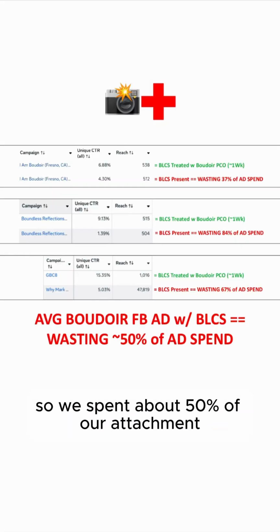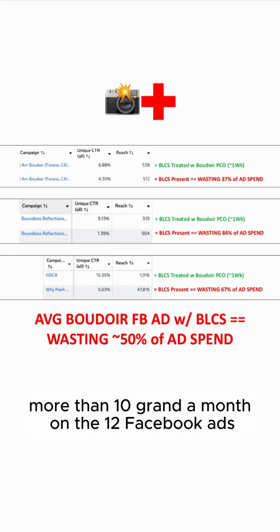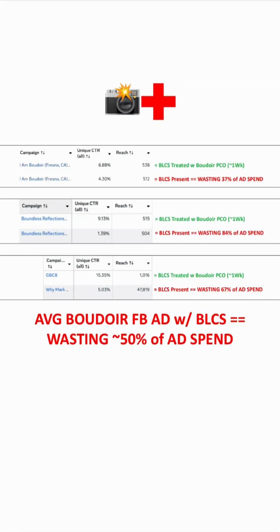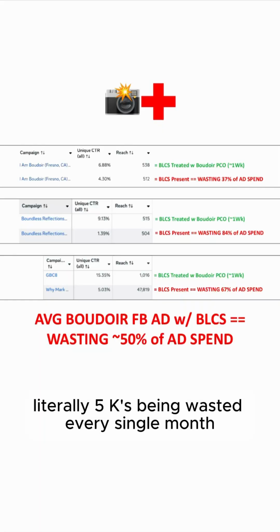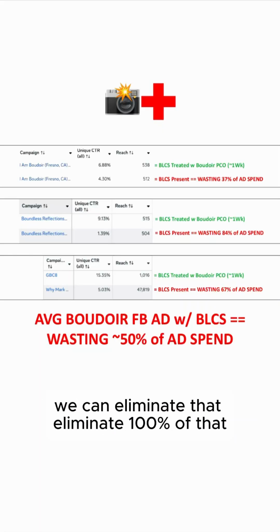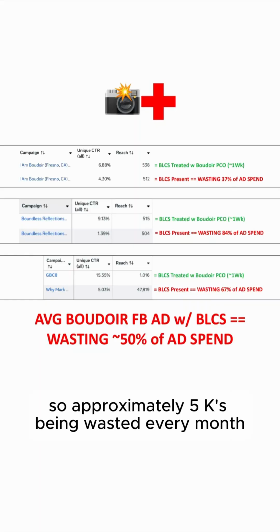So wasting about 50% of its ad spend, that means if spending more than 10 grand a month on Boudoir Facebook ads, then they are literally 5K is being wasted every single month. We can eliminate that, eliminate 100% of that. So approximately 5K is being wasted every month.